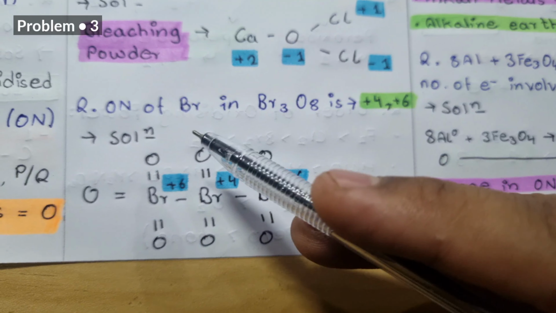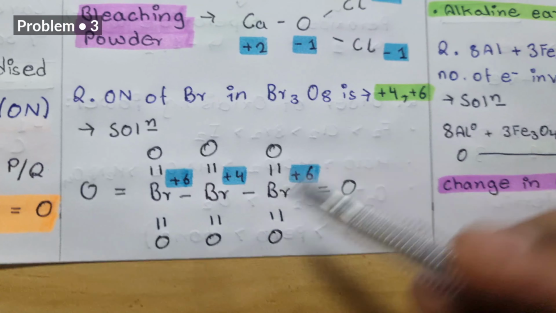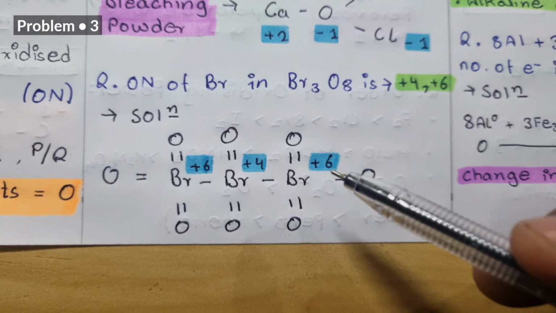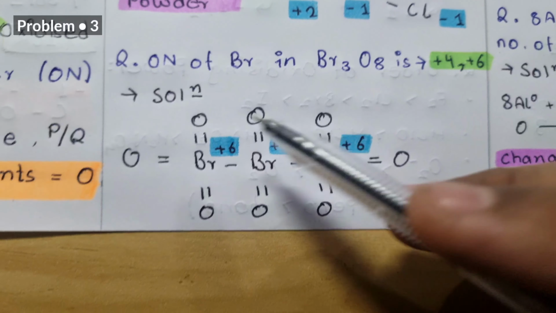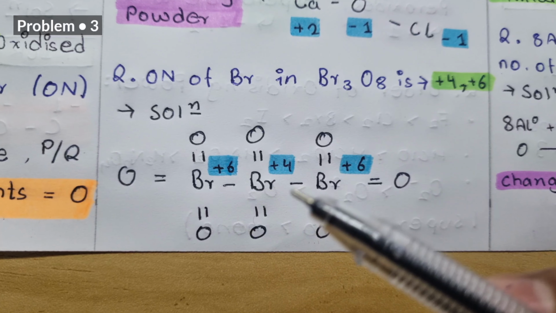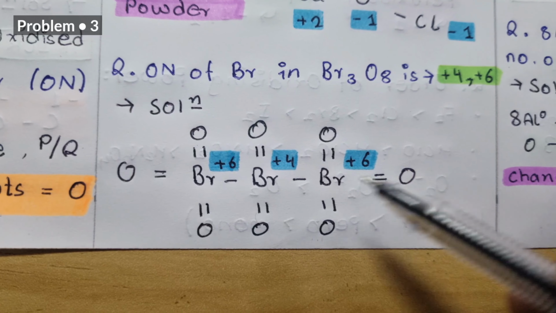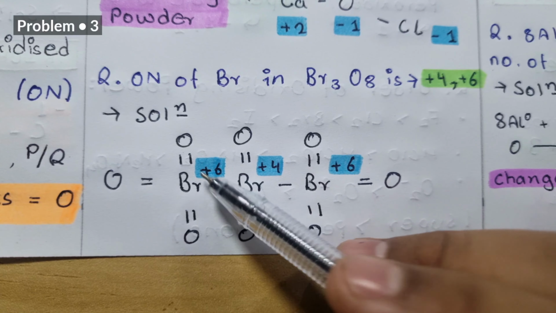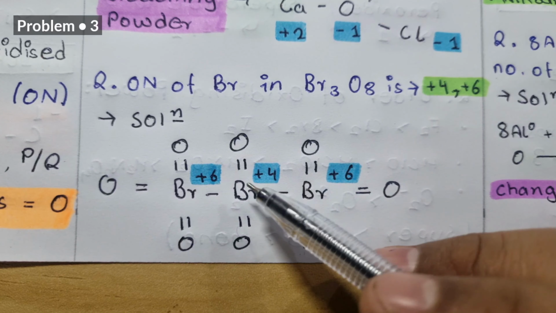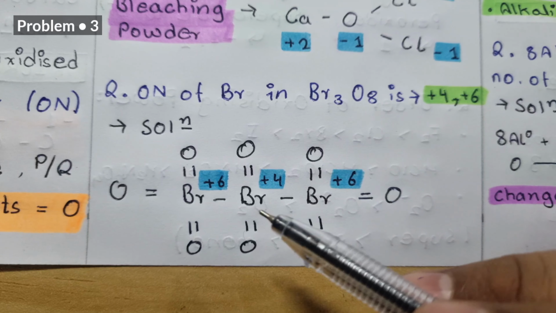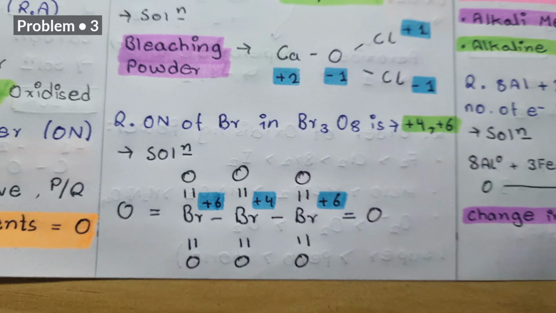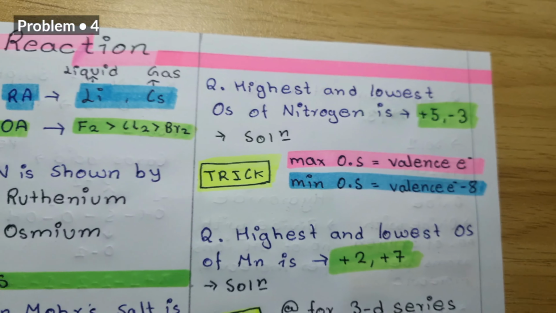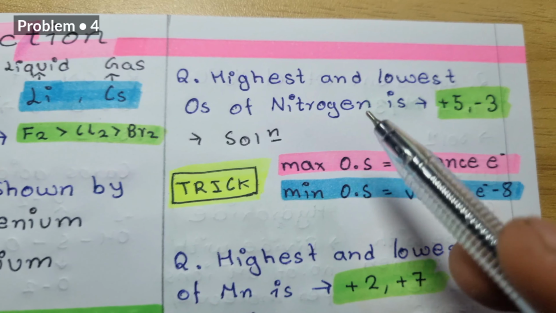Oxidation number of bromine in tribromine octaoxide: first you need to understand the structure of tribromine octaoxide. Here the given structure is of tribromine octaoxide. For the corner ones, bromine has oxidation state +6, and for the middle one, it has the oxidation number +4. Let's move on to our next question, that is the highest and lowest oxidation state of nitrogen.